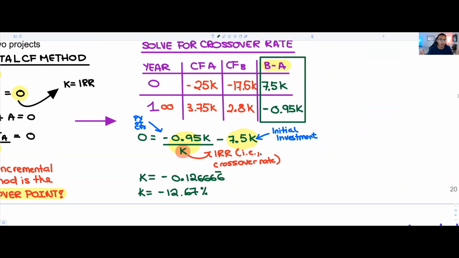It happens to the best of us, but you can still run a proof just to be sure that this is correct. Over minus 0.1267, and you're going to get 7.5K. So in this case, your IRR for this project is equal to minus 12.67%. So in other words, the intersection of these two projects will occur at minus 12.67%.